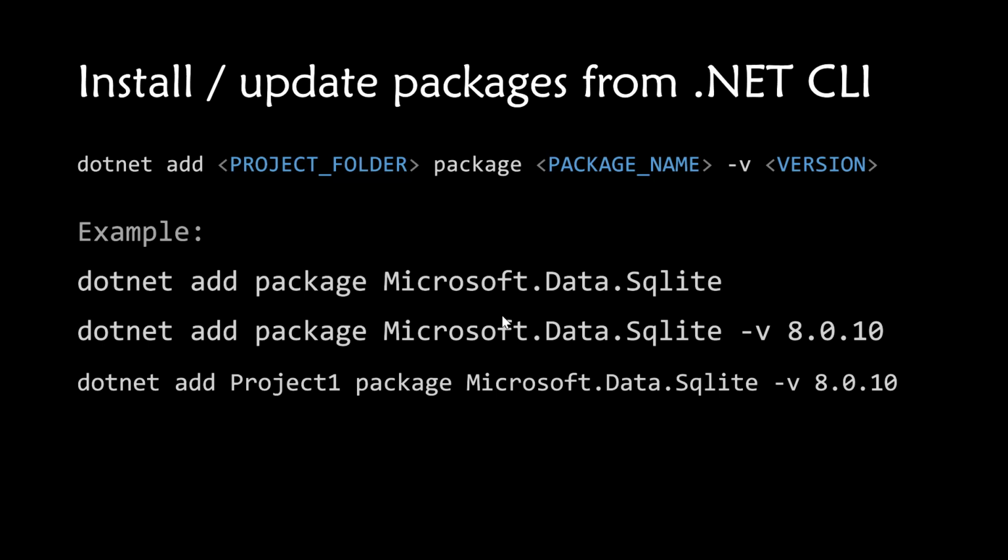The same command can be used to upgrade the package also. That means if the package Microsoft.Data.Sqlite in your project is some old version, and you run the command dotnet add package Microsoft.Data.Sqlite, the version will be automatically updated. Or else if you want to go to some lower version, you can mention the version and the package will be downgraded. So this way you can install or update packages very easily from the .NET CLI.